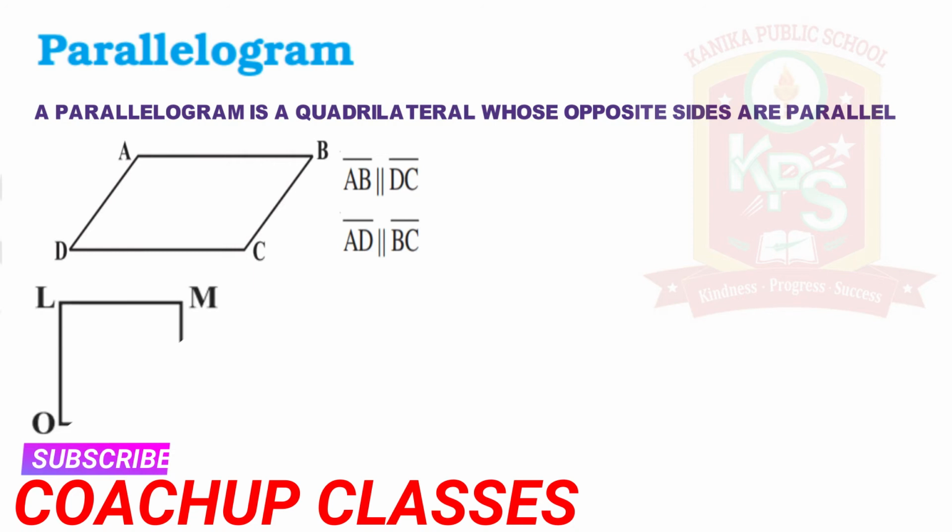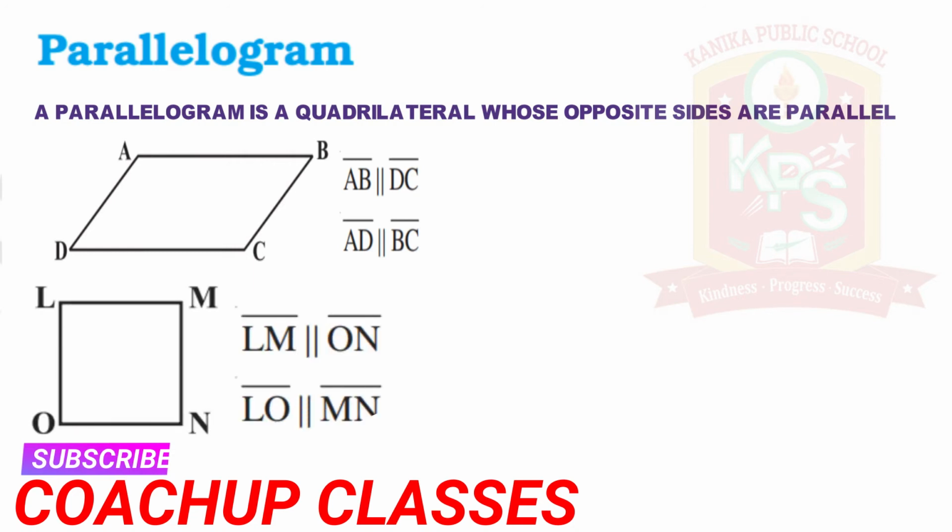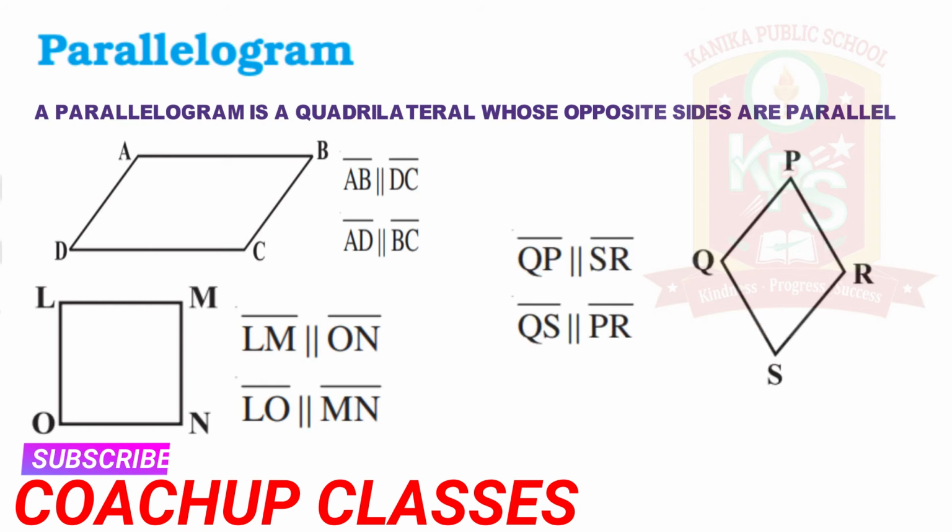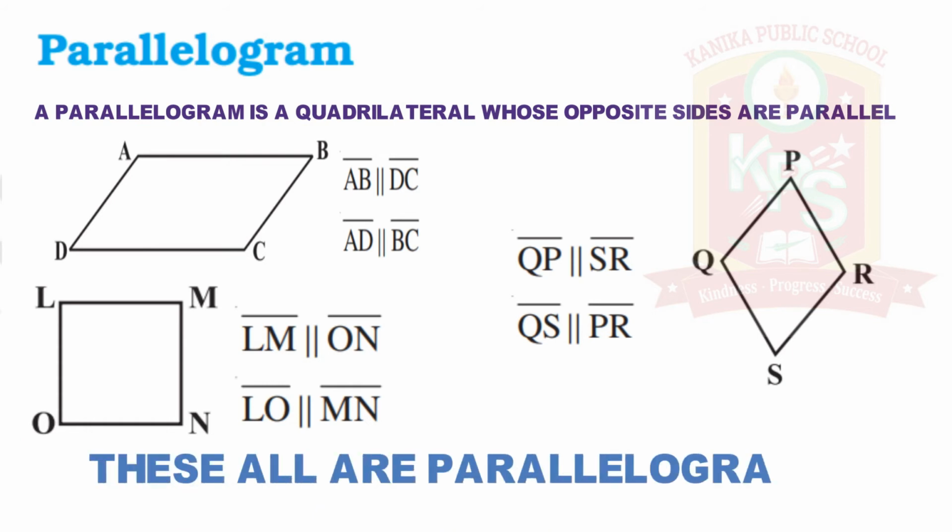In a similar way, as you can see in the second figure, LMNO, देखिए LM किसके पैरेलल है, ON के, and LO पैरेलल है MN के. So these are parallelograms. In the third figure also, PQRS, QP is parallel to SR and QS is parallel to PR. So condition हमारी सिर्फ एक ही है पैरेललोग्राम के लिए, means opposite side किसी क्वाड्रिलेटरल की अगर पैरेलल है, then that quadrilateral will be our parallelogram.